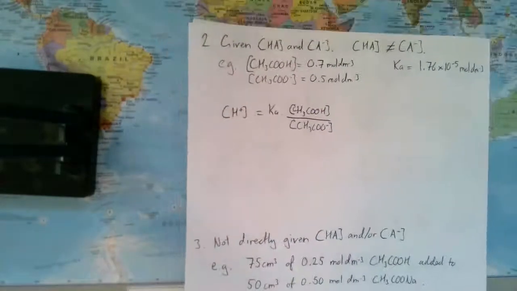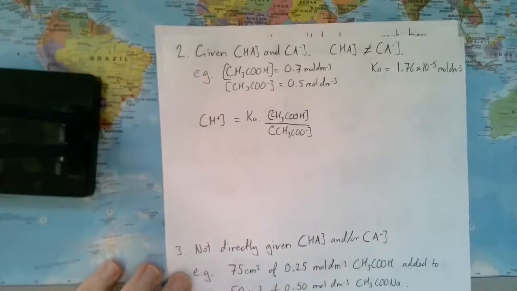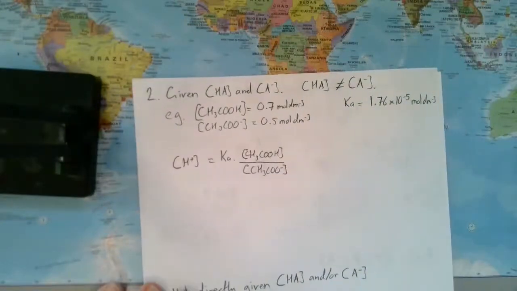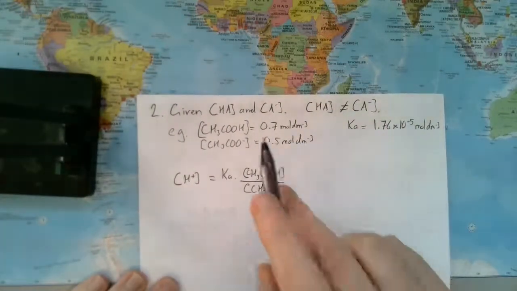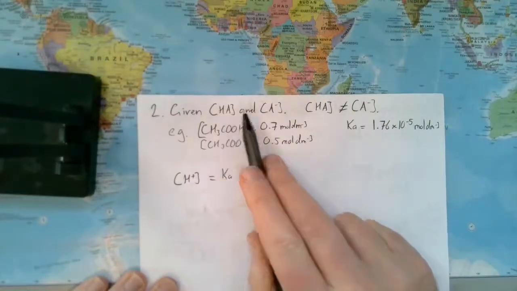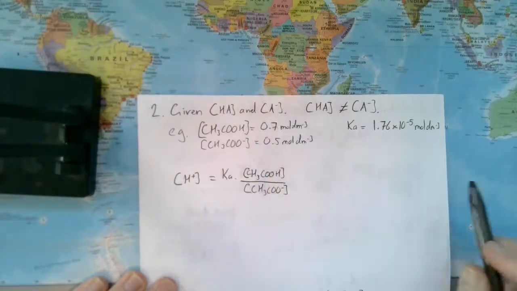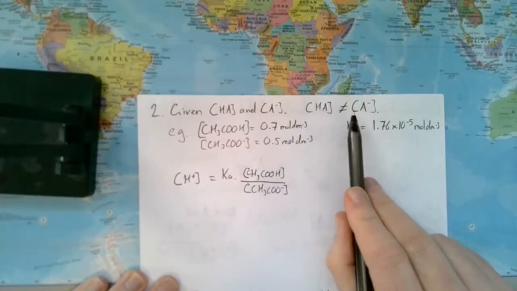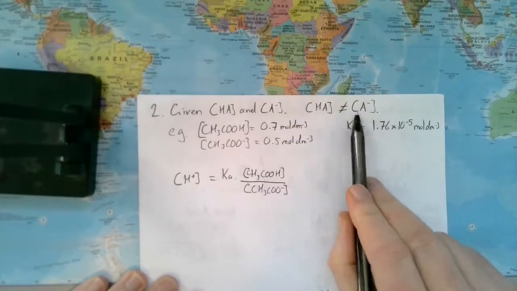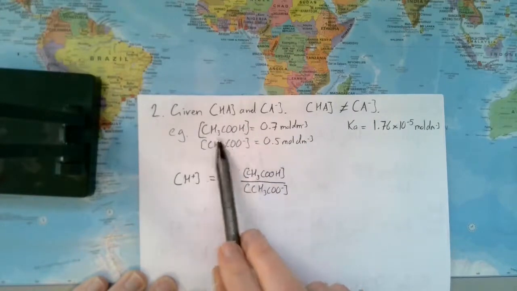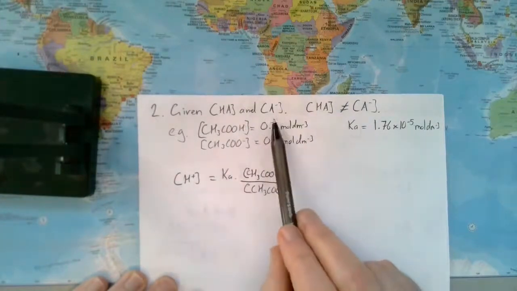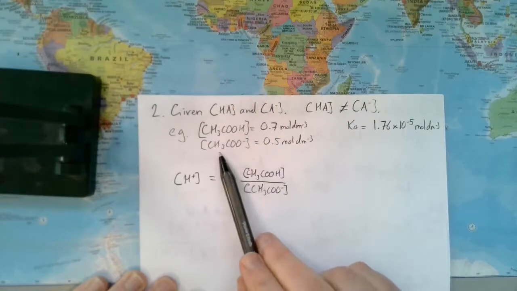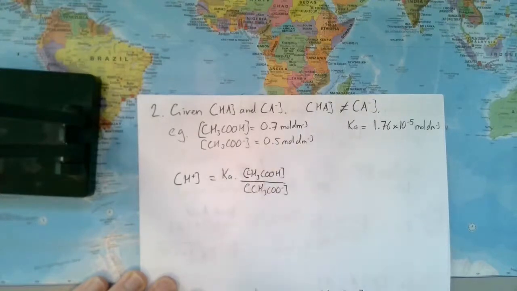Okay, on to example number 2. Here, yet again, you are being given a concentration for HA, and you're being given a concentration for A minus. However, this time the concentrations are not equal. So the example question: the concentration of ethanoic acid is 0.7, whereas the concentration of ethanoate is 0.5.